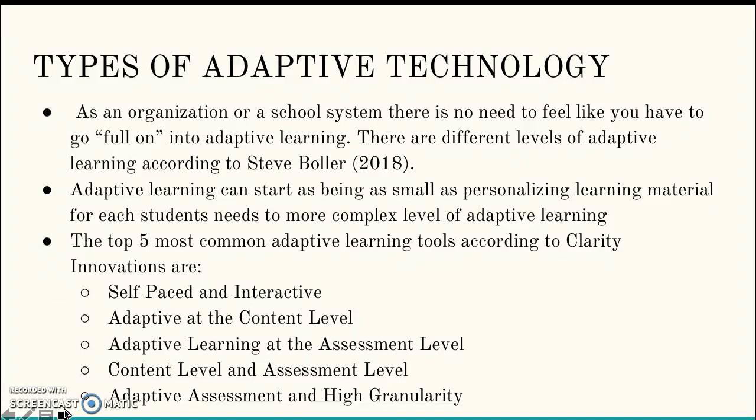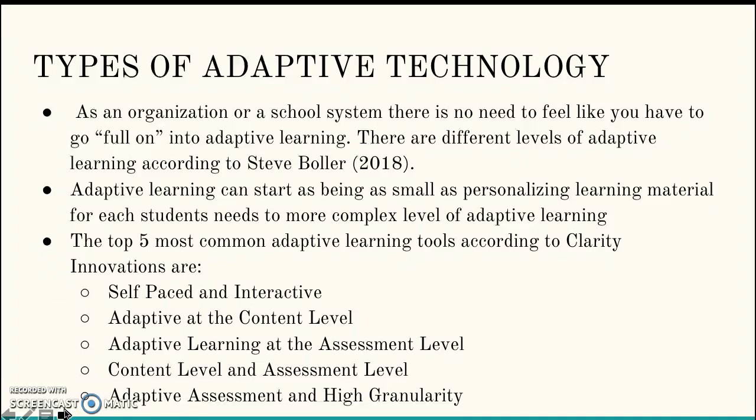The fourth example is adaptive learning at the content and assessment level. This means a student will answer all questions to a formative assessment. After completing the assessment, the student is given a tailored learning plan that includes content and practice items. After completing this work, the student then takes a summative assessment, which will then determine a new learning plan.